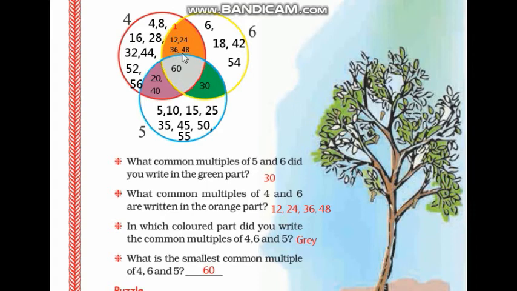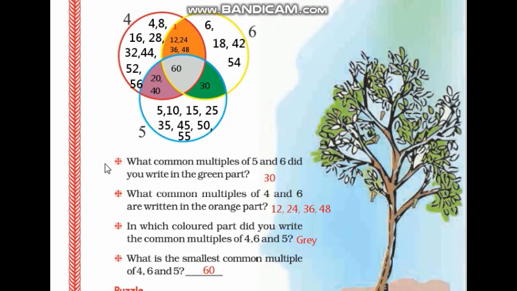And the smallest common multiple of 4, 6 and 5 is 60, because 60 is coming in these 3 tables. 15 4s are 60, here 6 10s are 60 and here 12 5s are 60. So 60 is the smallest common multiple of 4, 6 and 5.